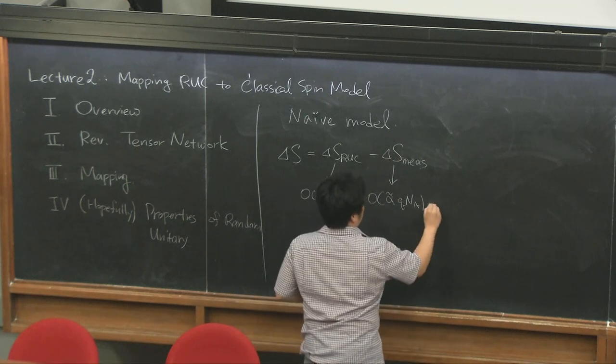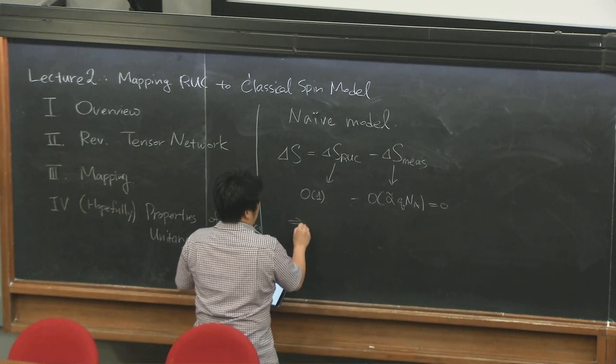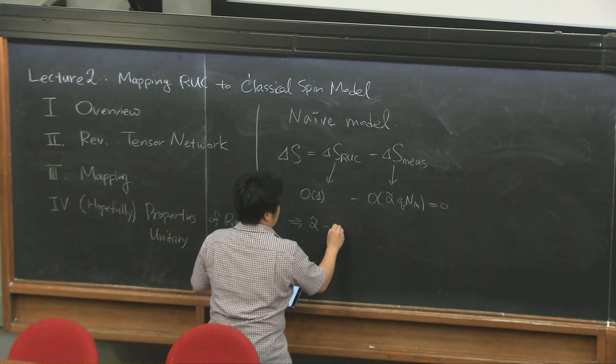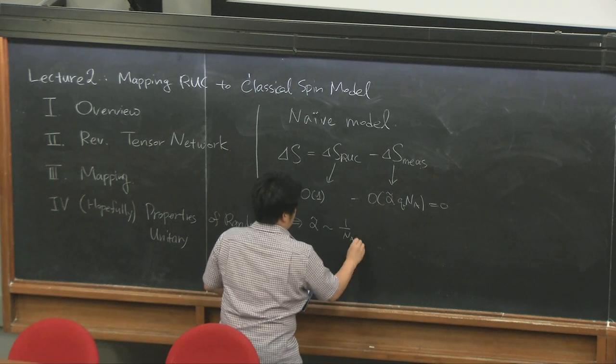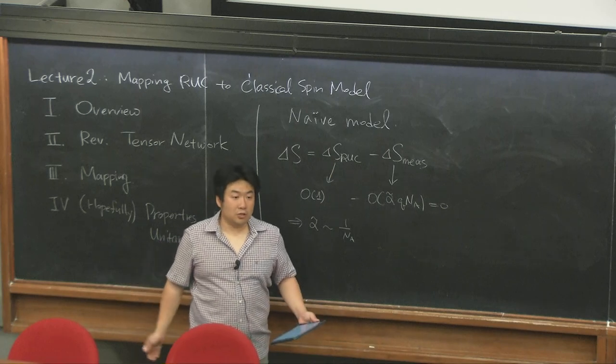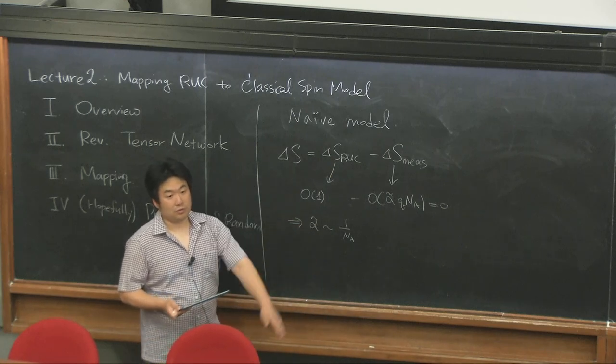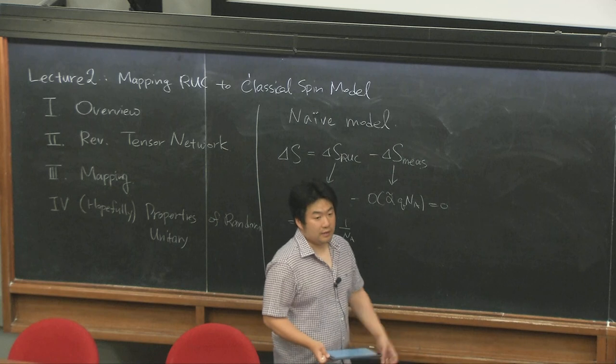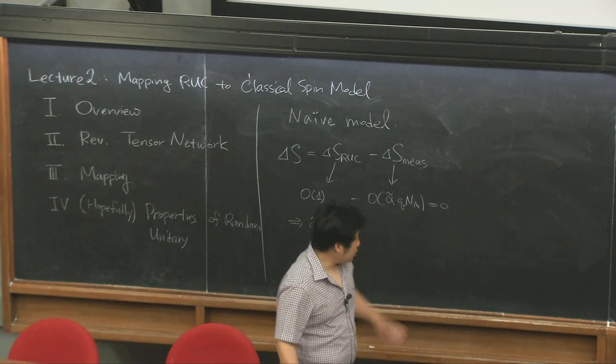So setting this equal to 0 implies that the entanglement density has to scale as 1 over N_A. Therefore, in a sufficiently large system size, the entanglement density has to go to 0. And we do not have any phase transition in this picture.